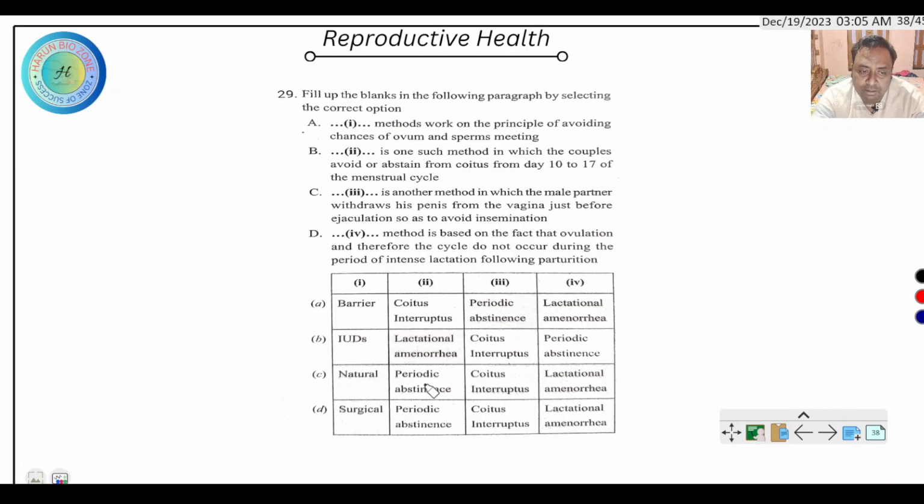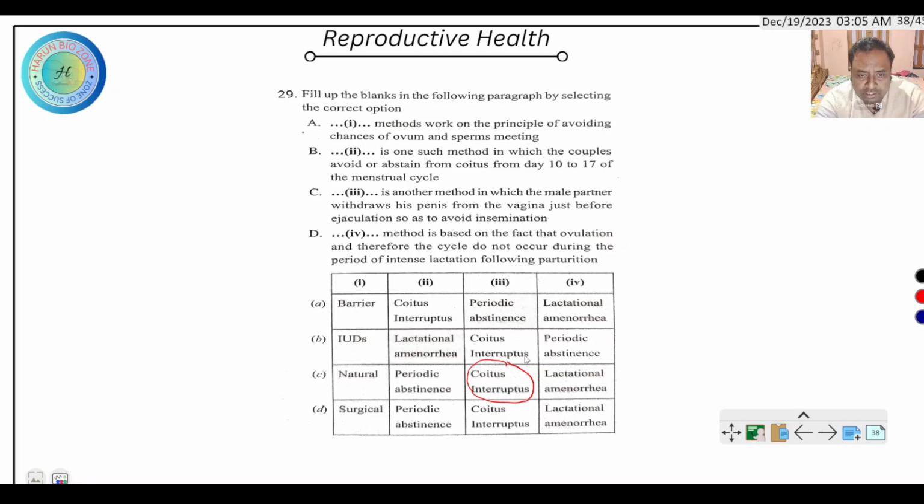Another method is one in which the male partner withdraws his penis from the vagina just before ejaculation to avoid insemination. This is called coitus interruptus. What is the meaning of coitus interruptus? It means that during sexual intercourse, when the sperms are about to come out, the penis comes out of the vagina and the semen falls outside of the body.